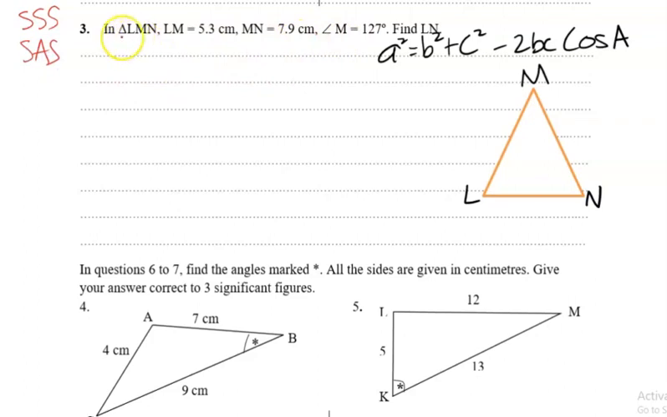So let's see. We have a triangle LMN. The length of L to M is 5.3 centimeters. M to N is 7.9, and the angle M is 127 degrees. Side, angle, side, so we of course have to use cosine rule. Now we're going to substitute the values inside here. Since we're asked to work out the length of LN, we're going to label this as x.